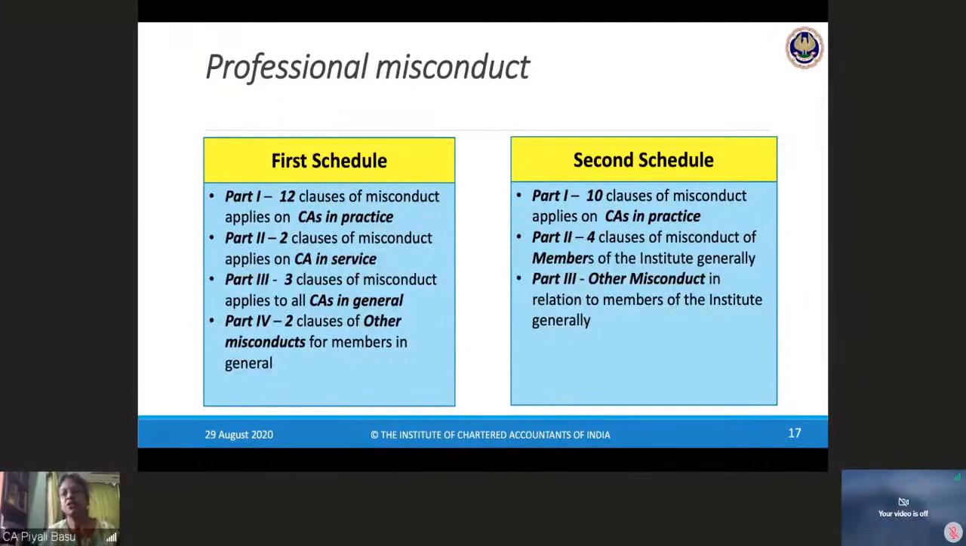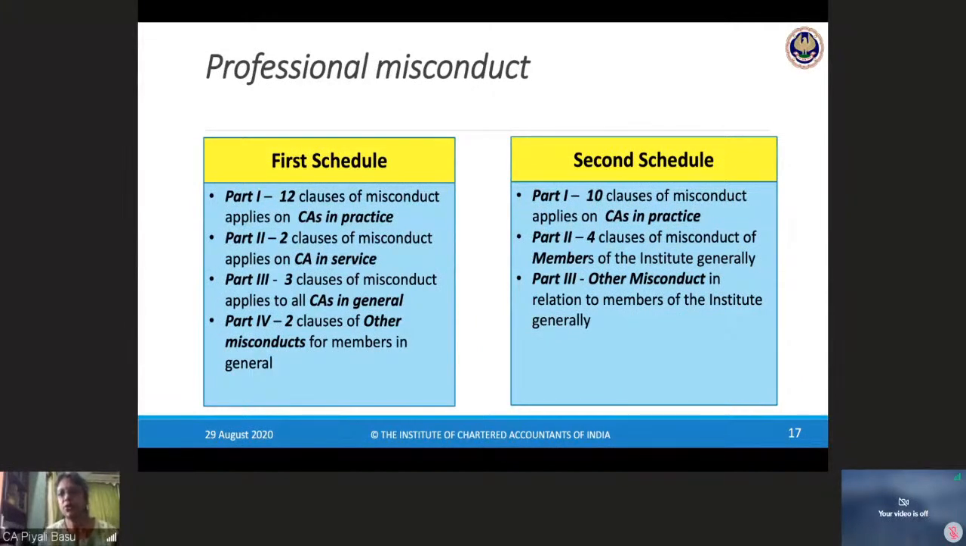So how do we memorize? First, remember that it has 3 parts: part 1, part 2 and part 3. Secondly, it doesn't talk about misconduct specifically for those who are in service, unlike the first schedule, where there are separate clauses for members who are in service. The second schedule doesn't talk about anything like that.